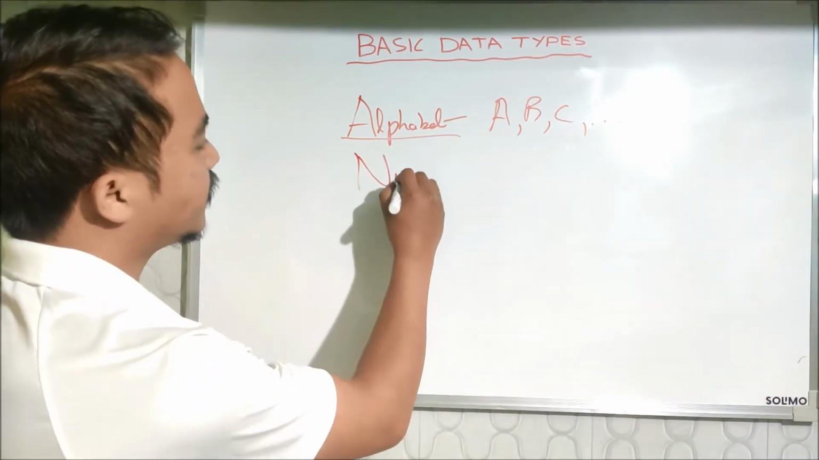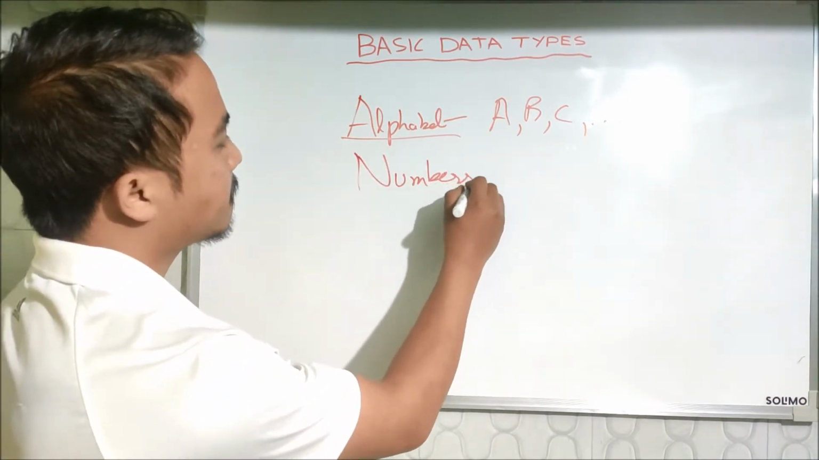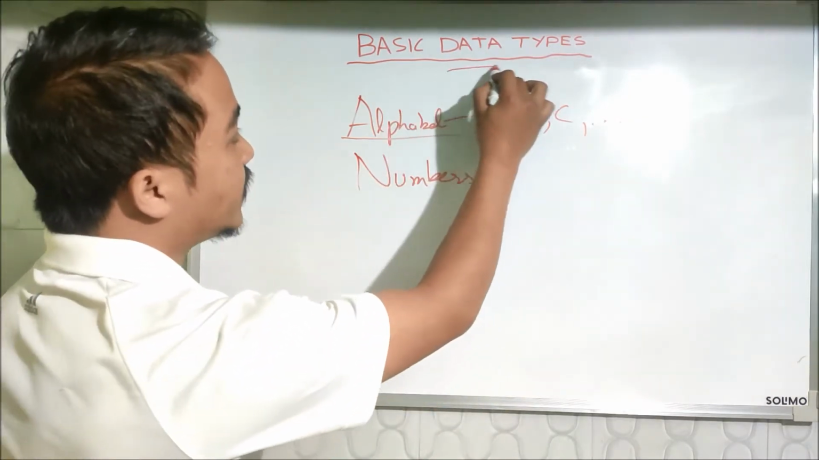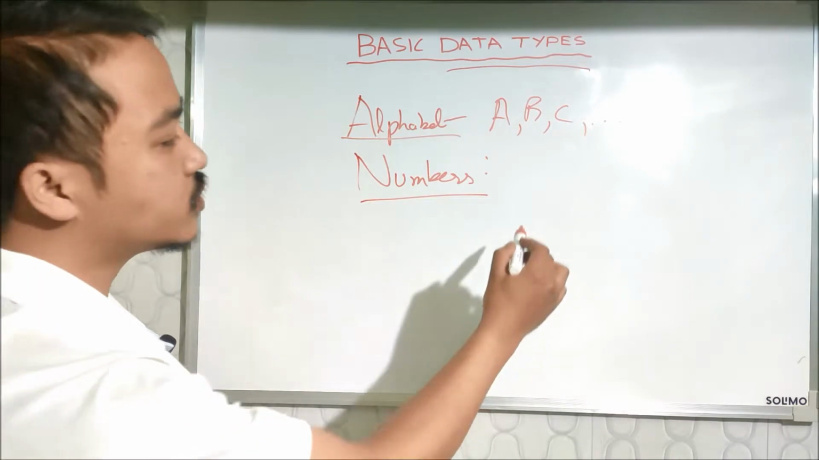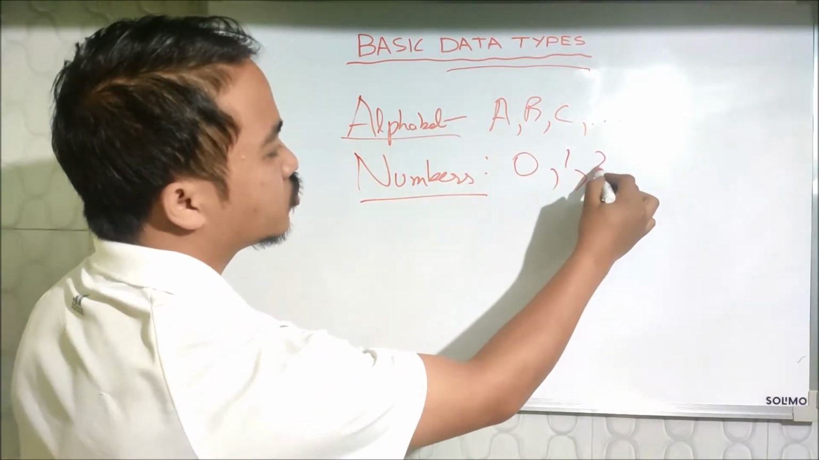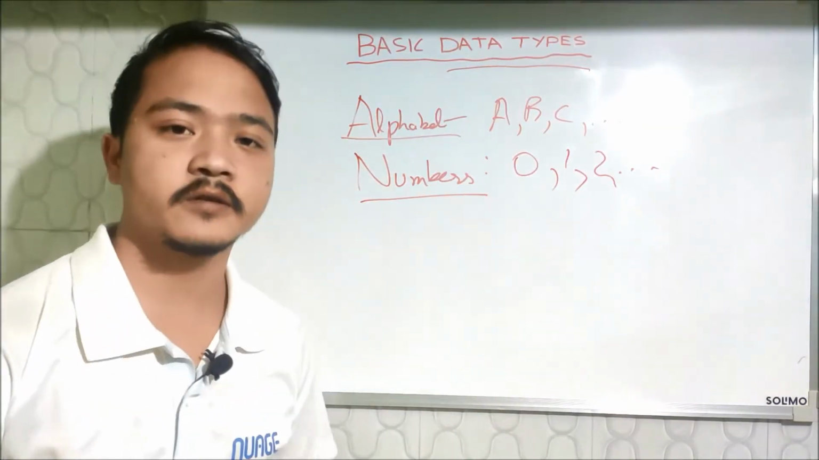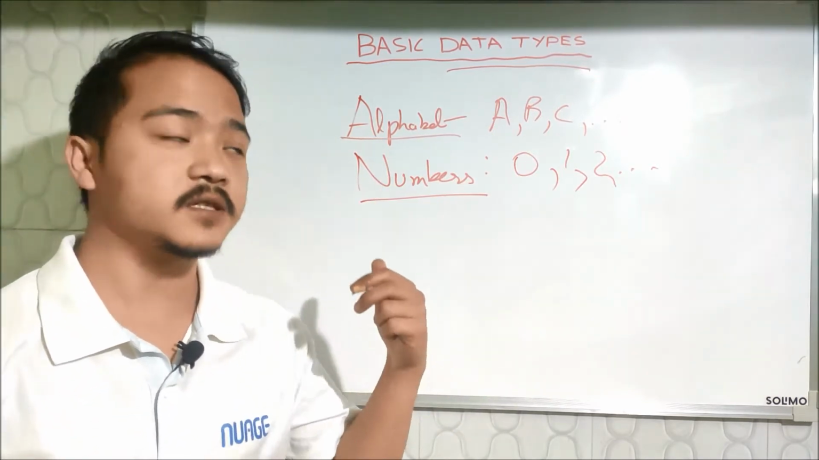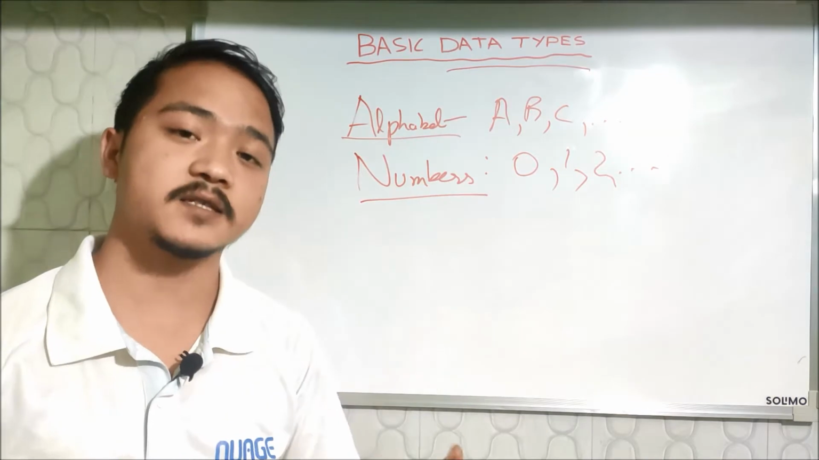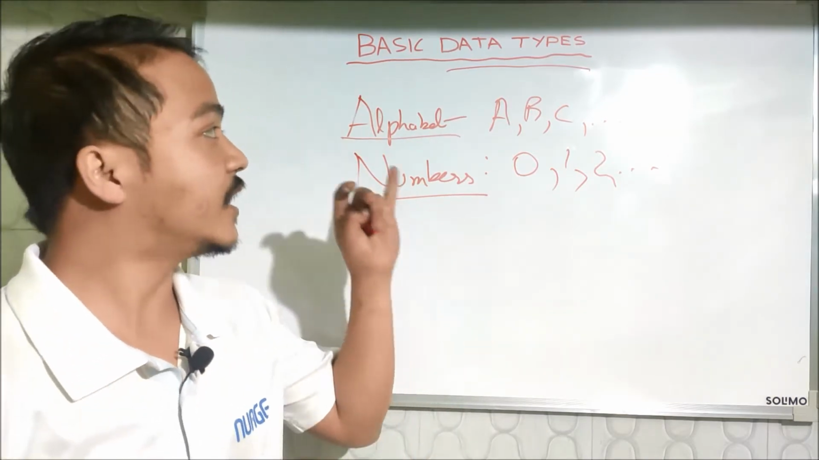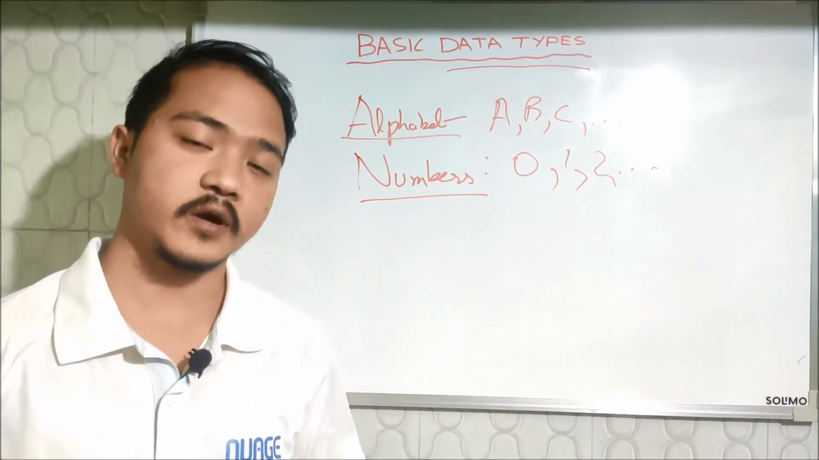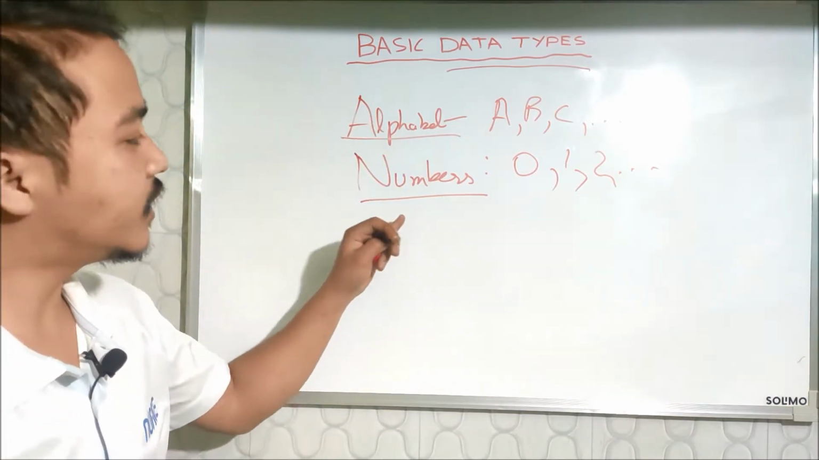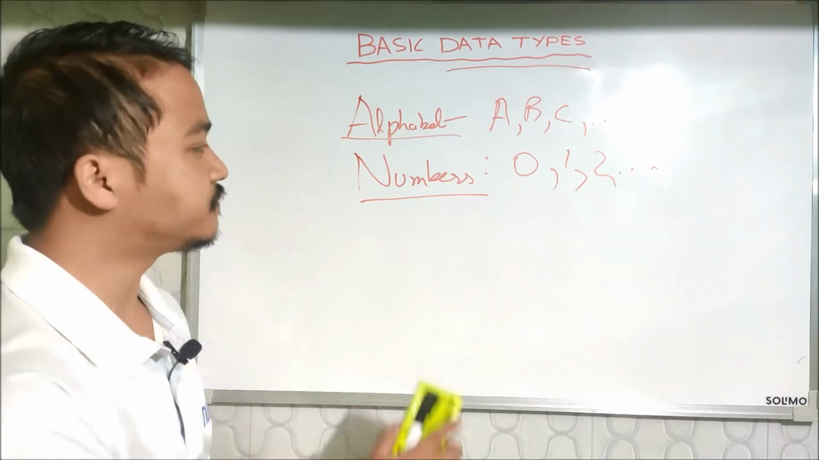Similarly, let's say numbers. If you want to store the type of data which are numbers, then you can store 0, 1, 2. So these basic data types determine the set of values that a data item can store, and the operations based specifically on these data types.